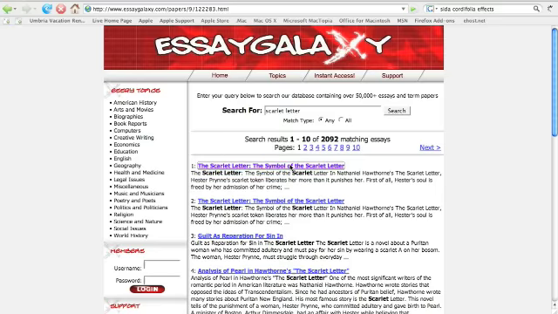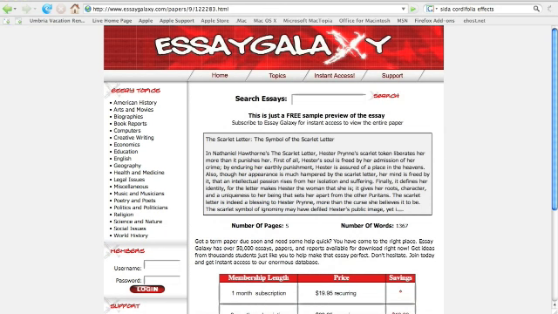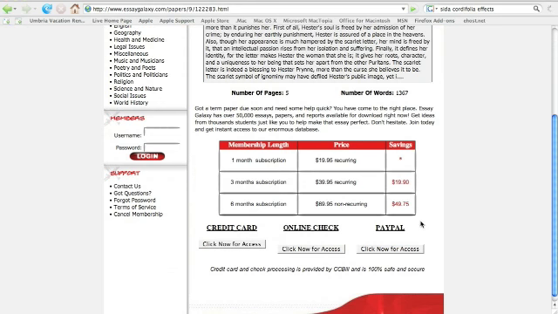Let's click right here, the symbol of Scarlet Letter. Here is most of the first paragraph of this paper. That's a freebie. We give you the number of pages and the word count, which can be important. So if you think that paper would help you, you want to subscribe, it's $19.95 a month. You can quit at any time. If you'd like to stay with us for 3 months or 6 months, we will give you a substantial discount. And you can pay by credit card, online check, or PayPal.